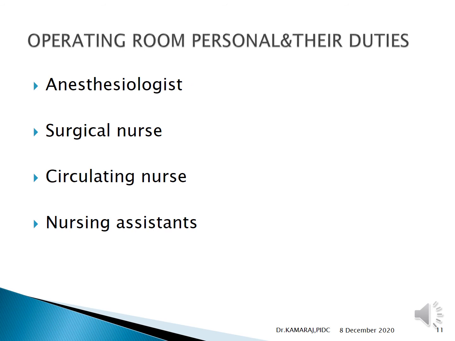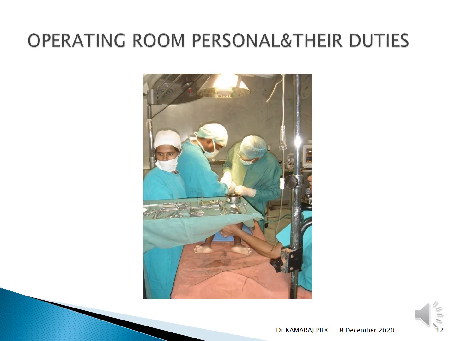So operating room personnel and their duties. So you will have an anesthetist, you will have a surgical nurse, you will have a circulating nurse, and you will have a nursing assistant. So this picture shows that there is a surgeon operating. Then you have an assisting nurse. Then you can see an anesthetist sitting at the foot end.